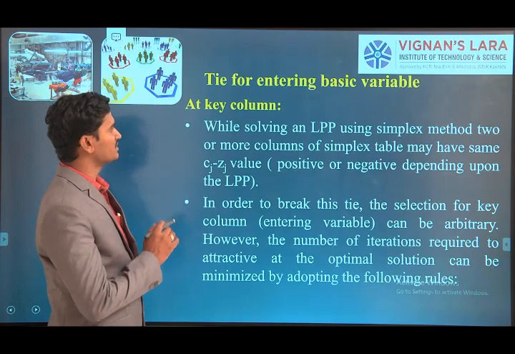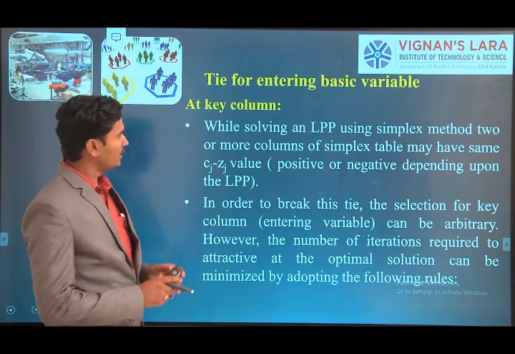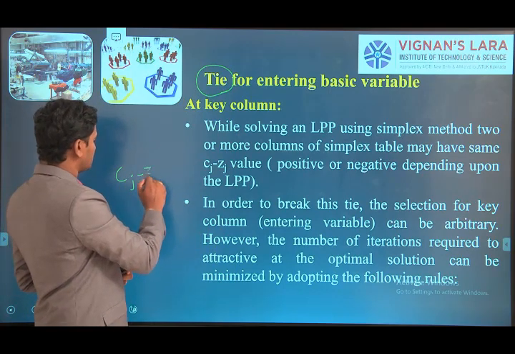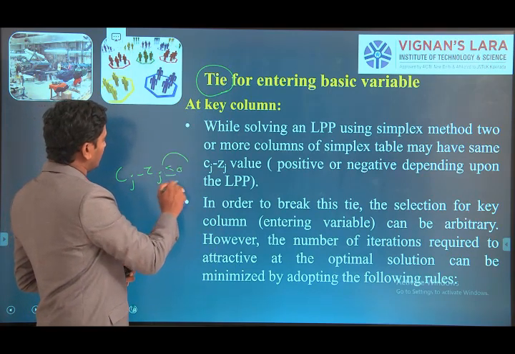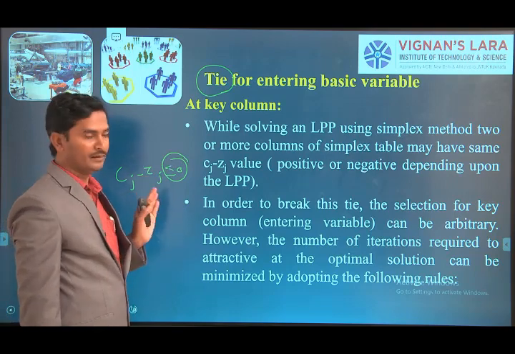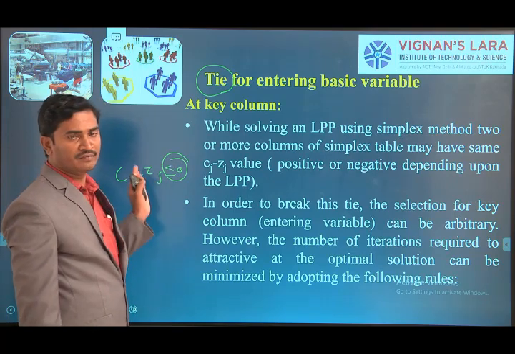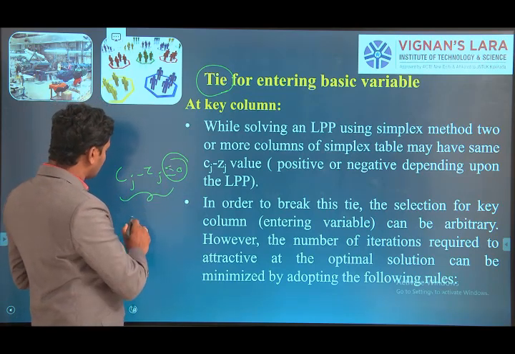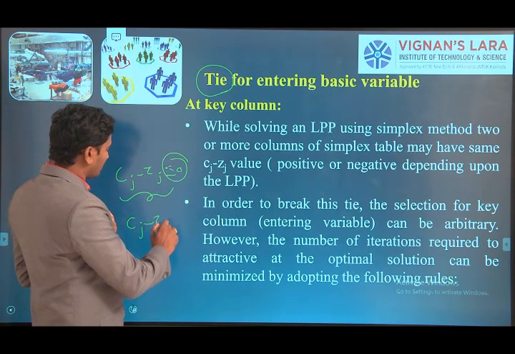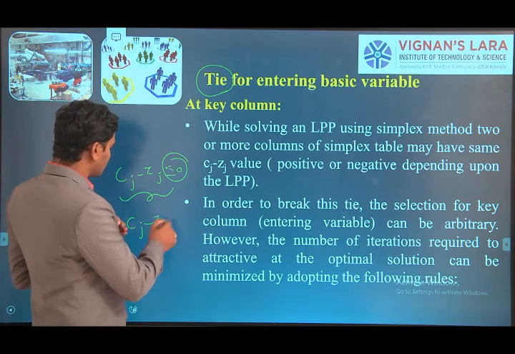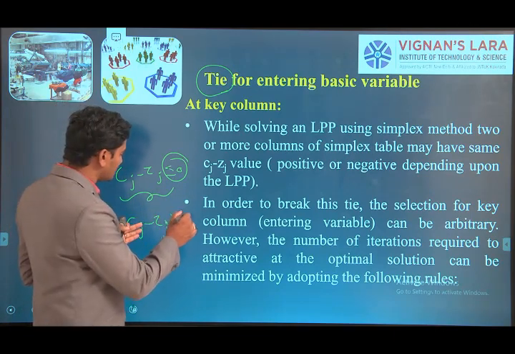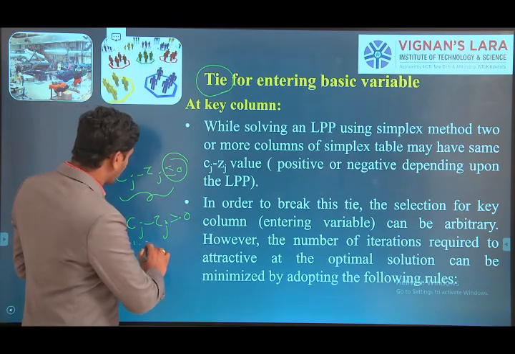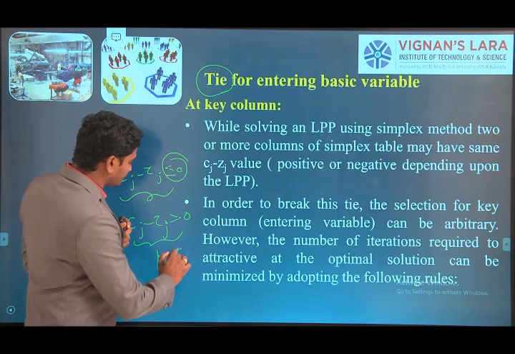Coming to today's lecture, at the key column, the tie means finding the minimum ratio. If Cj minus Zj is less than or equal to 0, it is called the optimum point, or it reaches optimality. Then we calculate the optimal solution. When we check optimality using Cj minus Zj, if Cj minus Zj is greater than 0, we have to identify the key column.